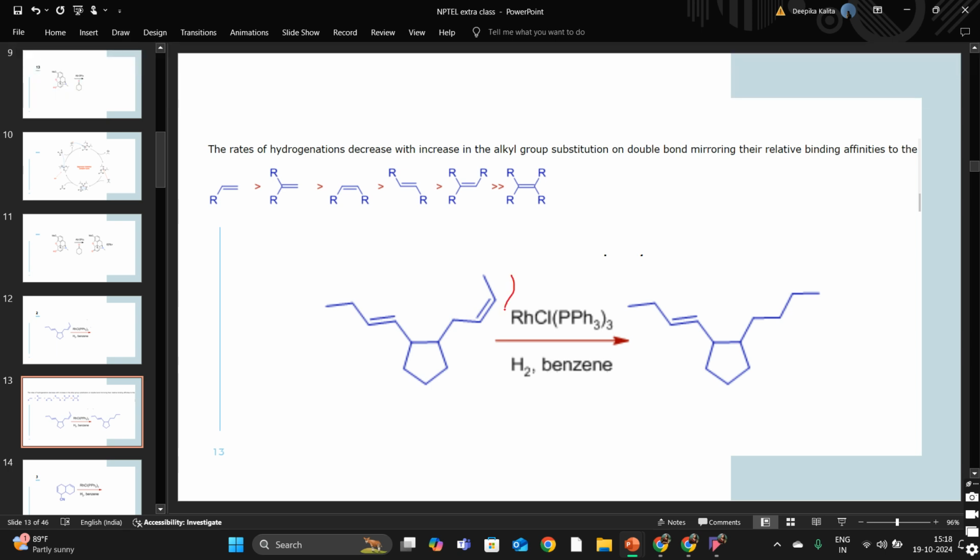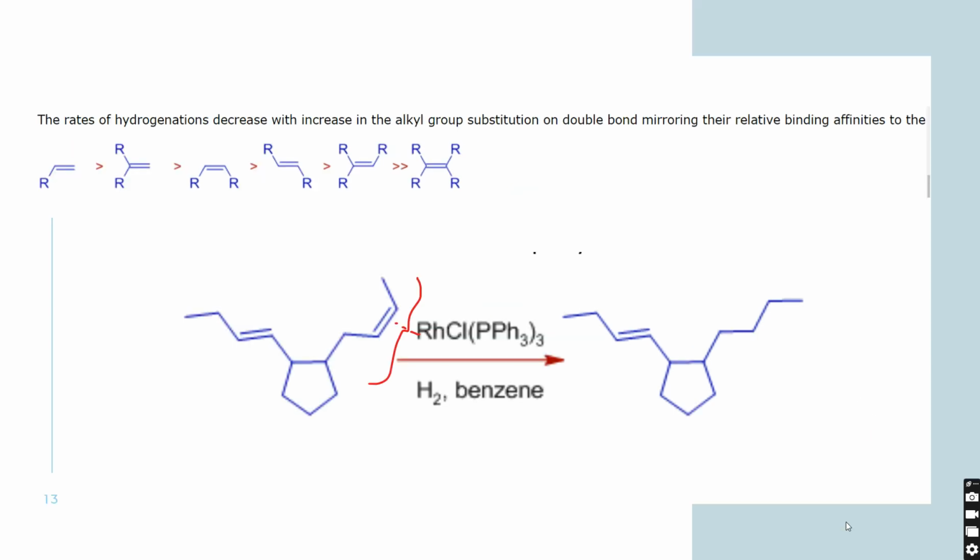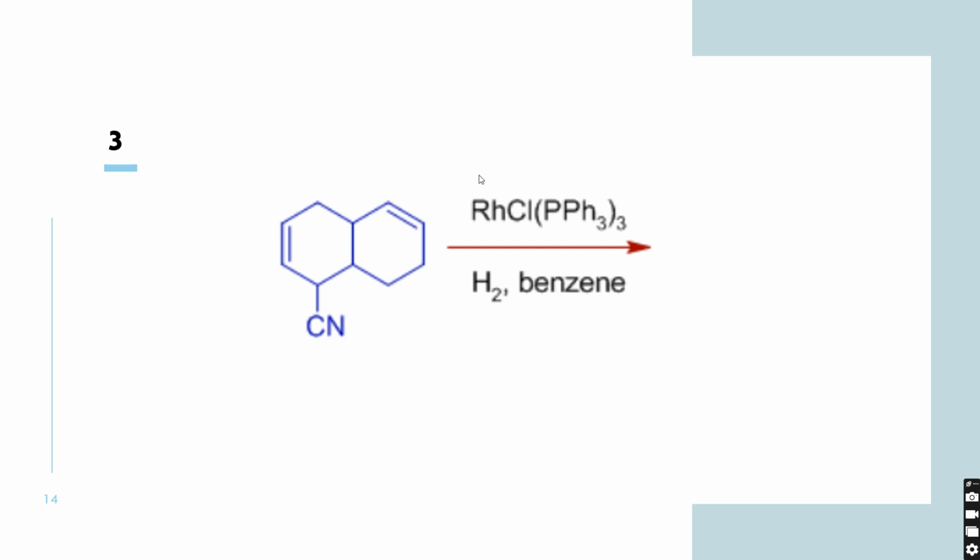This face will be preferred for metal coordination, followed by hydrogenation. So this relative affinity of binding in the case of different olefins you can follow. Then we have the same reagent, which is for hydrogenation. Again we have two different double bonds.